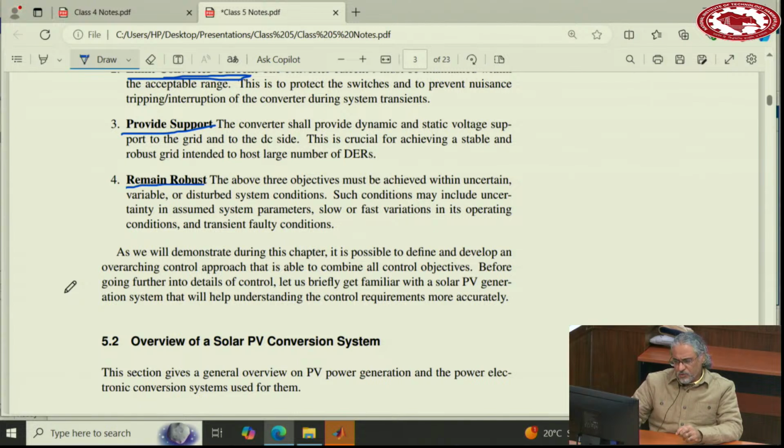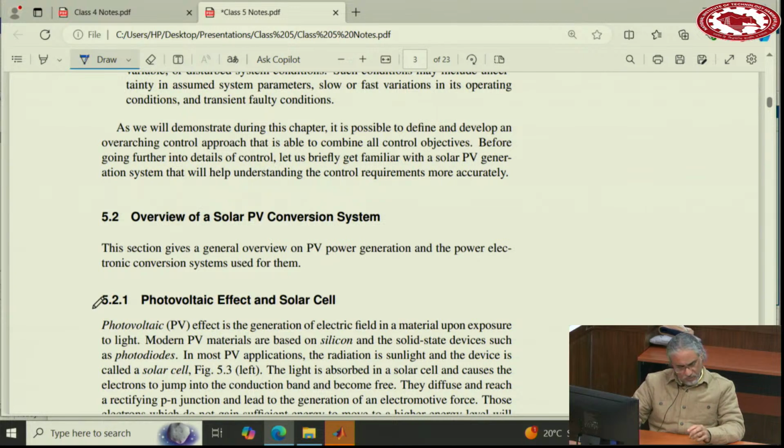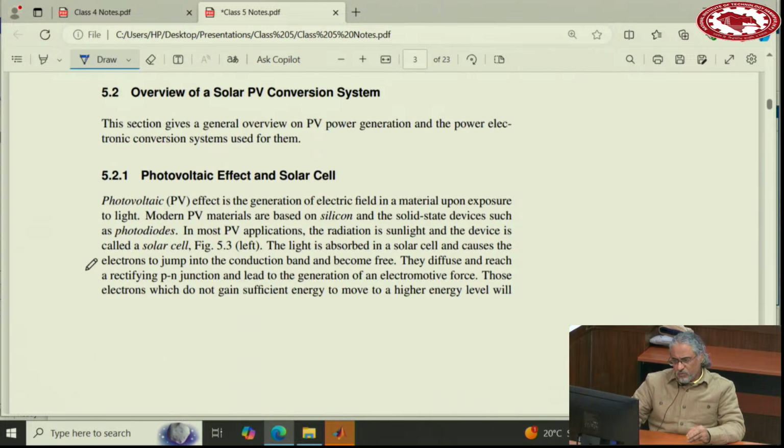Okay, like I said, solar photovoltaic system is a special case here because it generates DC. So I have spent a few pages, not too much, just to briefly explain how a solar photovoltaic system generates electricity and the converter works for that. So photovoltaic effect is the generation of electric field in a material upon exposure to light. Okay. So that's the property that some silicon material have.